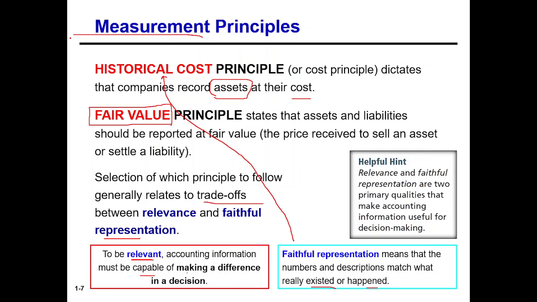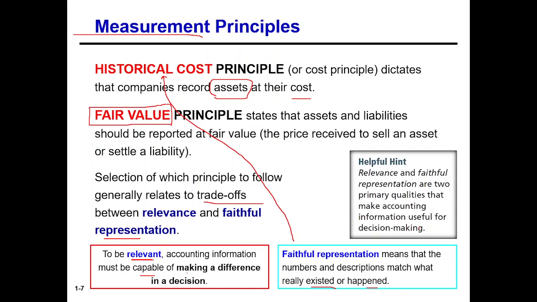The choice between the two alternatives depends on the trade-off between relevance and faithful representation. Those are the two primary qualities that make accounting information useful for decision making. هشوف أنا محتاج إيه وبالتالي هتوجه ناحية الإيه؟ البرنسبل اللي هيحقق الأوبجيكتيف اللي إحنا عايزين نحققه.